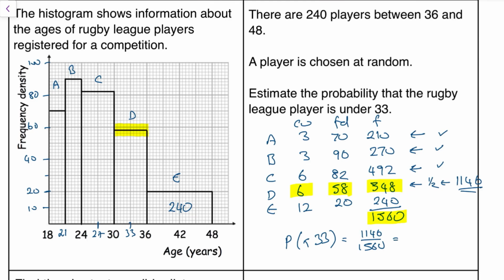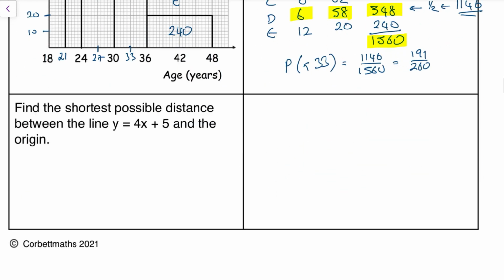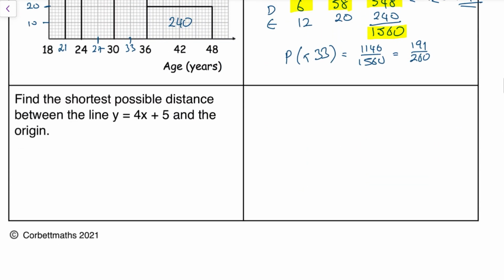Now, well, let's simplify. So in my calculator, divide by 1560. It does a little bit. So that simplifies down to 191 over 260. That's a good question. And I have to say that these sorts of questions have been coming up a bit more recently, so do make sure you're okay with that. I've used the data I'm given to work out the frequency density. Then I work out all the values, add them all up, which allows me to do a probability question.